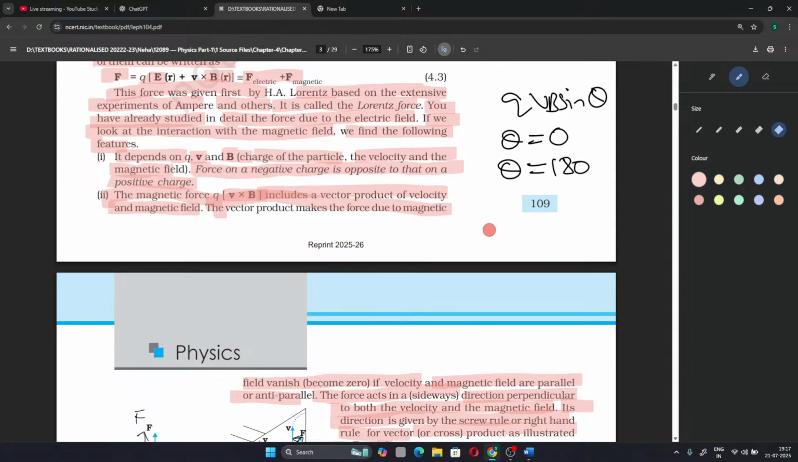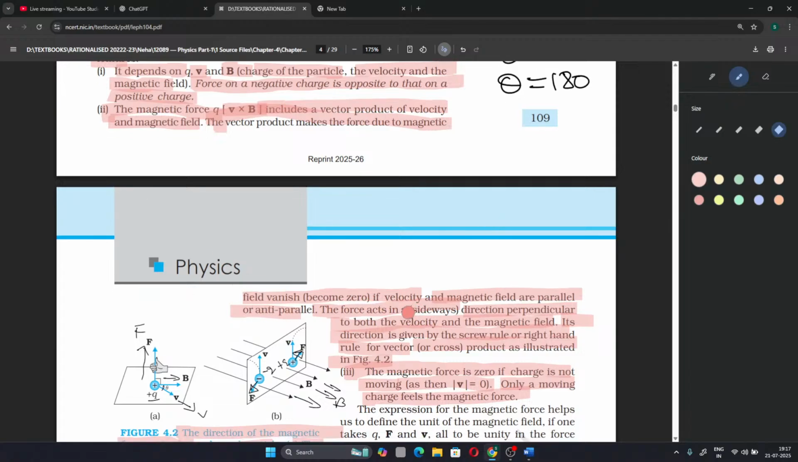The magnetic force Q times V cross B includes the vector product of velocity and magnetic field. So the vector product makes the force due to the magnetic field become zero if velocity and magnetic field have an angle theta between them of zero, that is parallel, or 180 degrees, anti-parallel. And this force acts in a sideways direction perpendicular to both the velocity and magnetic field. That is what they showed here. Its direction is given by the right hand rule of vector or screw rule.